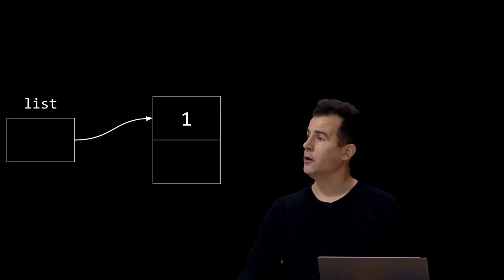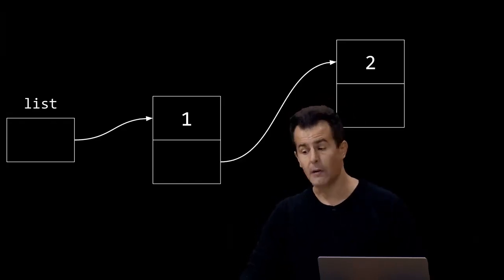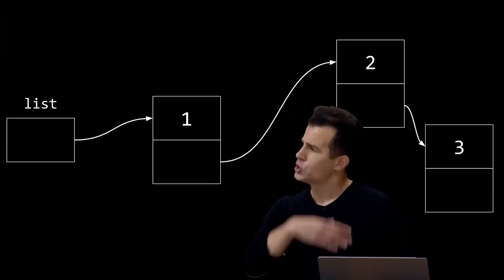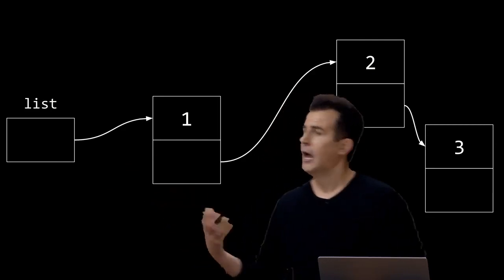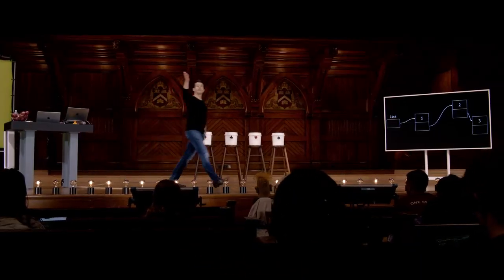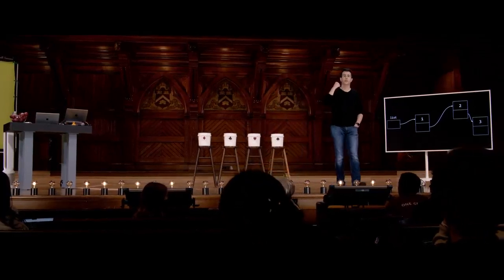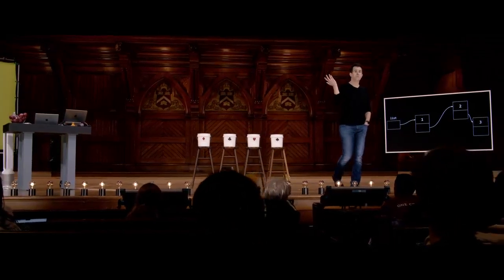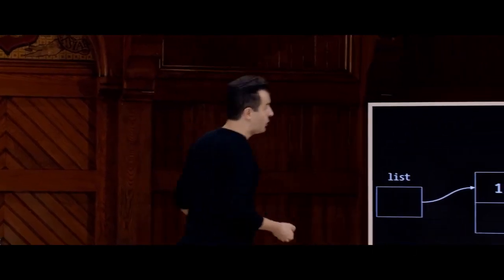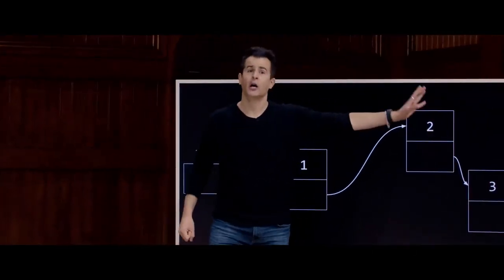We might add the 1. We might append the 2, append the 3. And so it just is sort of laid out differently in memory. And again, if I can come to you in the middle, what's the running time of search, again, when the linked list uses this append implementation? Yeah, still big O of n, because in the worst case, you're going to have to go through the whole list just to find it.